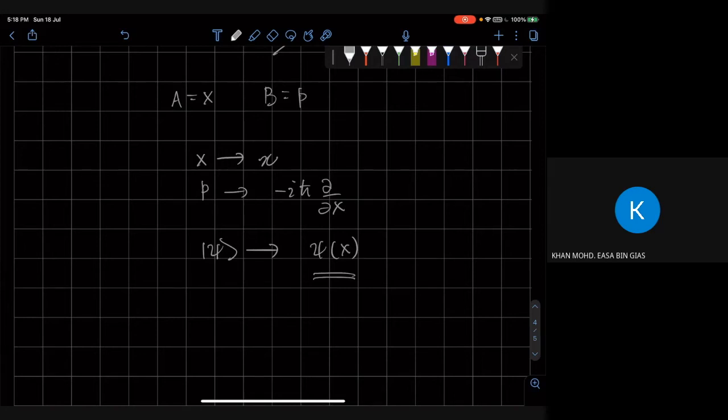Right. So let's look at the Schwarz inequality. What is the Schwarz inequality? The Schwarz inequality says that... let me just bring up the Schwarz inequality.